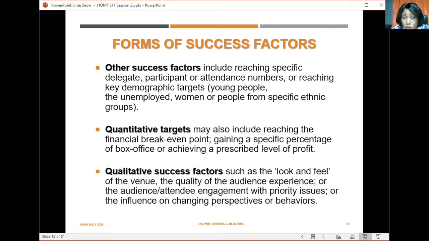Other success factors could also be reaching key demographic targets like young people, the unemployed, women, or people from specific ethnic groups. So we have these events that they use to organize targeting specific age groups or specific demographics. For instance, like I said, the Girl Talk concert. Please, who knows about the Girl Talk concert?